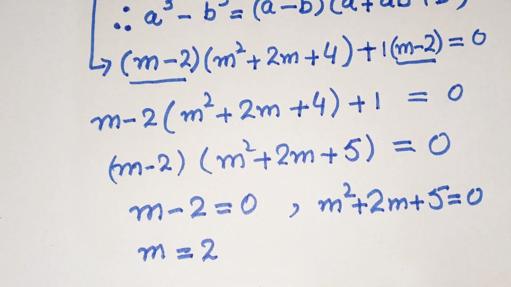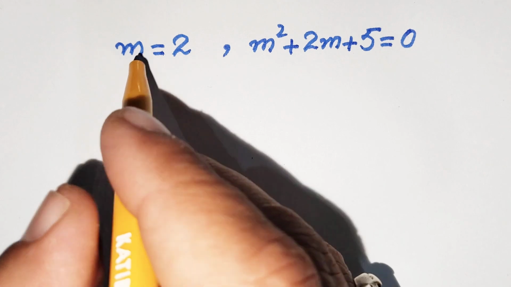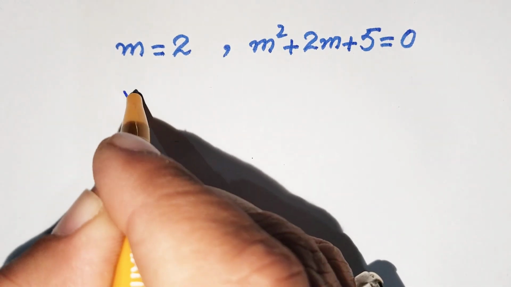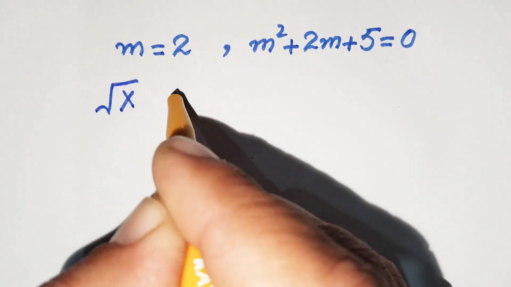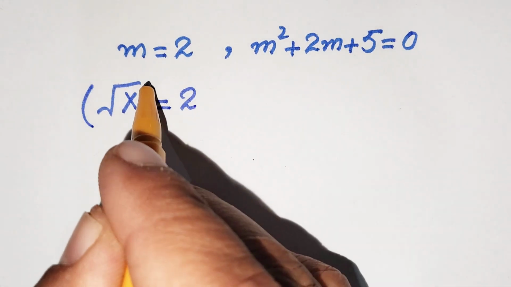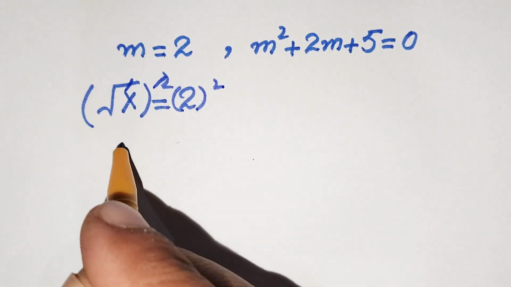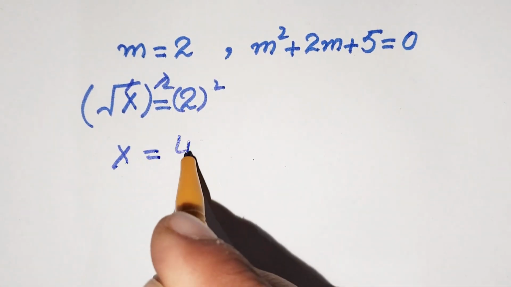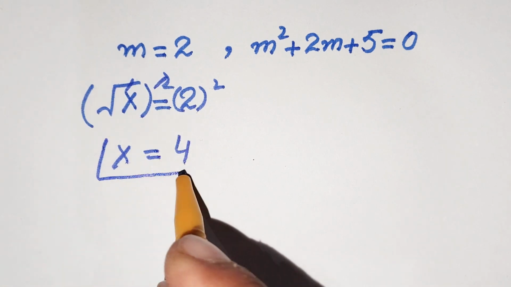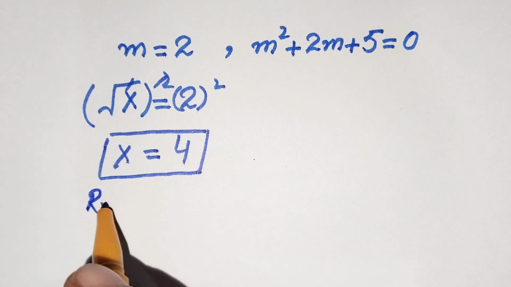So we are going to write now here, recalling the value of m, as we know that m is the square root of x, which is equal to 2. So taking squares on both sides, we get x is equal to 4. So x is equal to 4. It's a real number. It's a real solution.